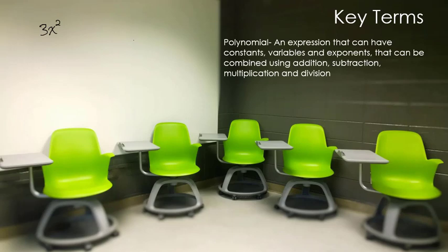Another example would be, that's a polynomial. This is technically a binomial because there's two terms, but it's a polynomial. Another example could be, that would be a trinomial because there's 3 terms. It is still a polynomial.